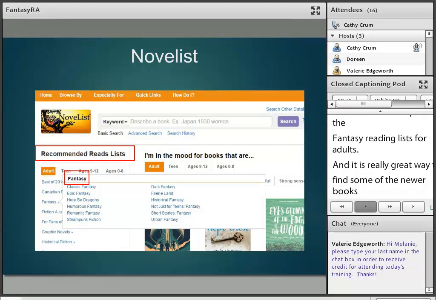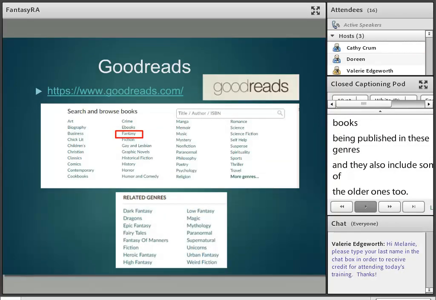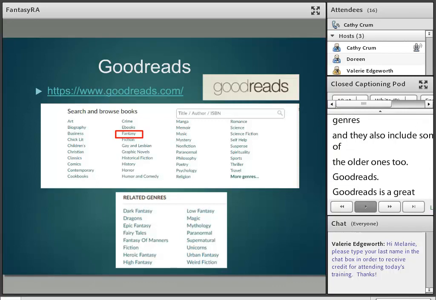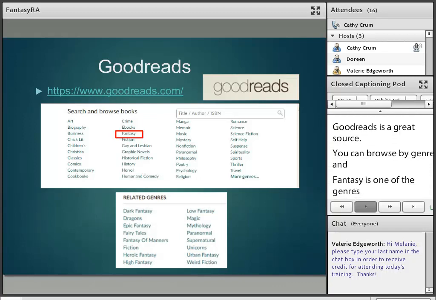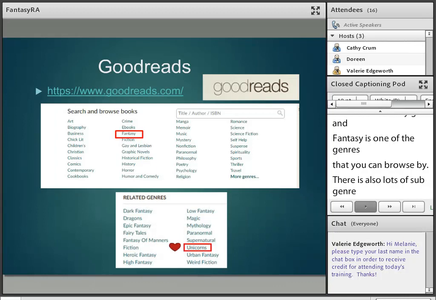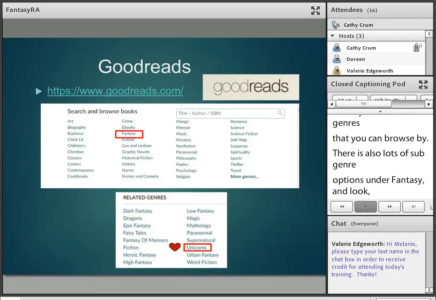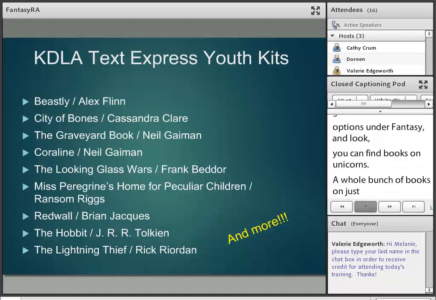if you want even more titles and authors, I recommend that you check out Novelist, which is part of the Kentucky Virtual Library databases. On the home page, they have a section on recommended reading lists, which are broken down by ages. This is an example of the fantasy reading list for adults, and it's a really great way to find some of the newer books being published in this genre, and they also include some of the older ones too.